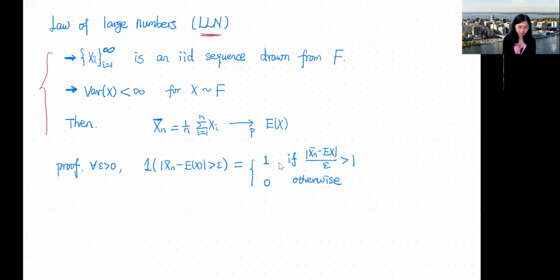So you need two conditions. One is that you have an IID sequence, your sample is IID. And the other is that the population variance is finite.